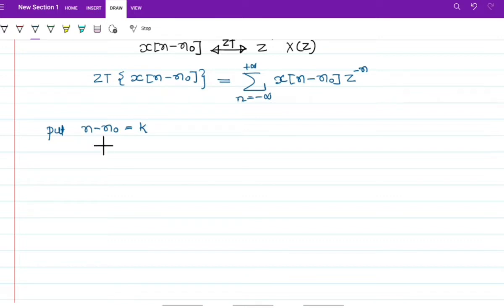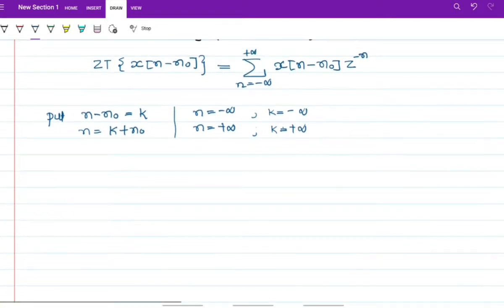Okay, so if the value of n is minus infinity, then k will be minus infinity. If n is equal to plus infinity, k will also be plus infinity. Because n is equal to k plus n naught, right? What is minus infinity plus n naught? That is minus infinity, and plus infinity plus n naught is also plus infinity.